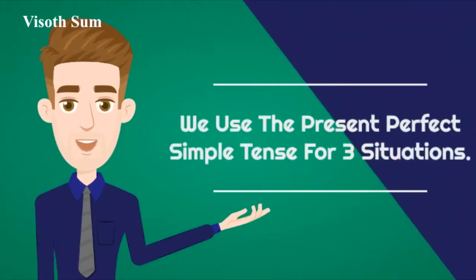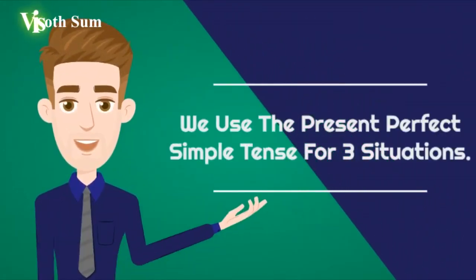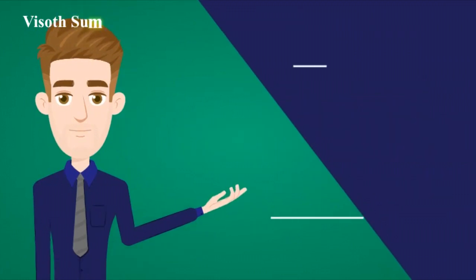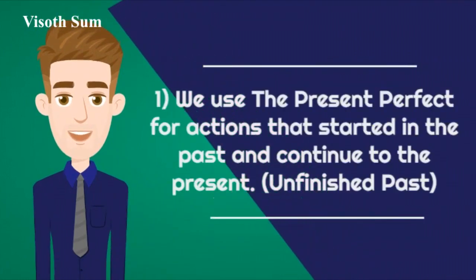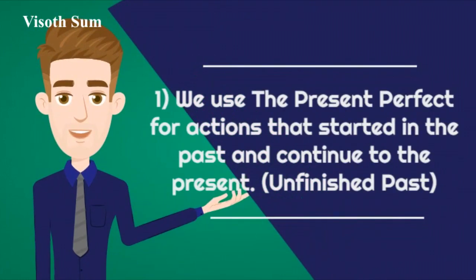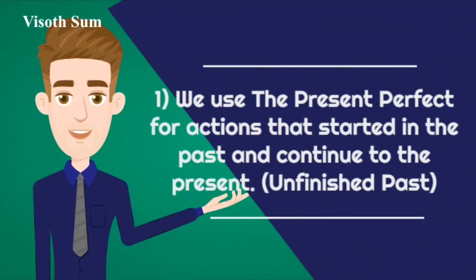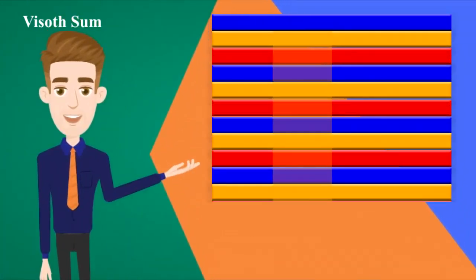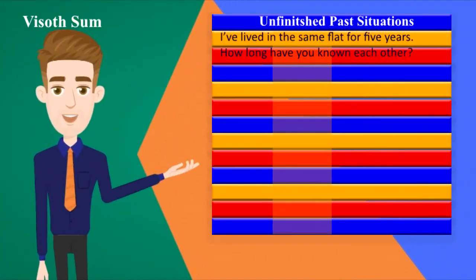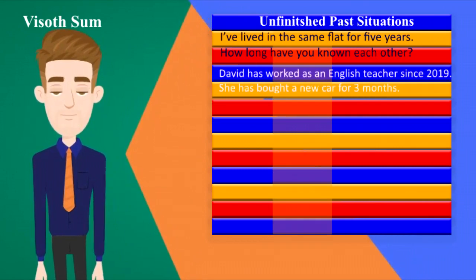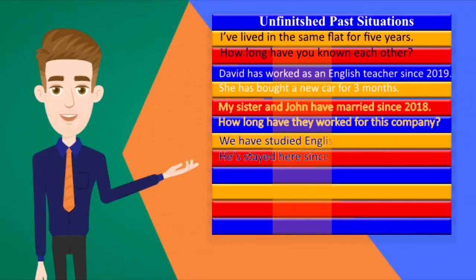We use the present perfect simple tense for three situations. 1. We use the present perfect for actions that started in the past and continue to the present. We usually call it unfinished past. For example, I've lived in the same flat for 5 years. How long have you known each other?